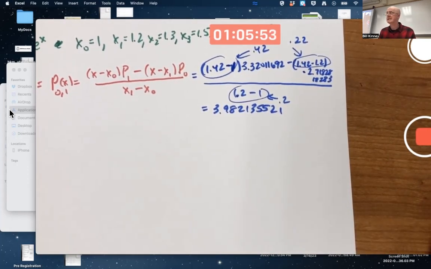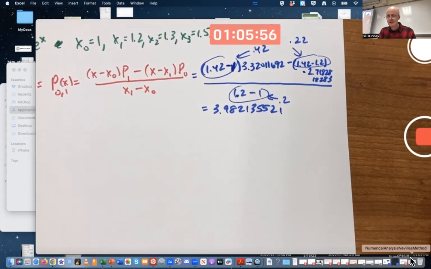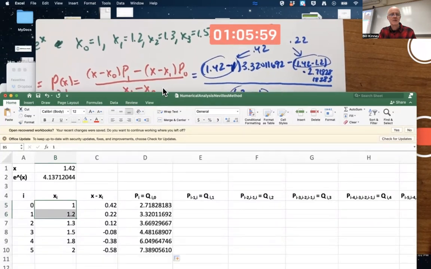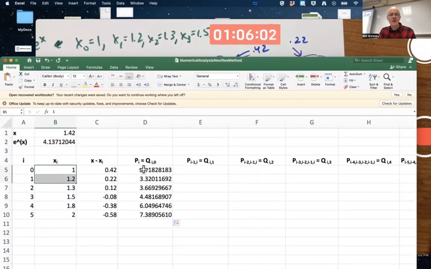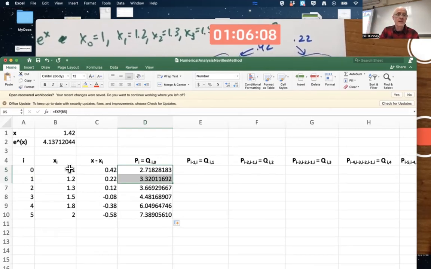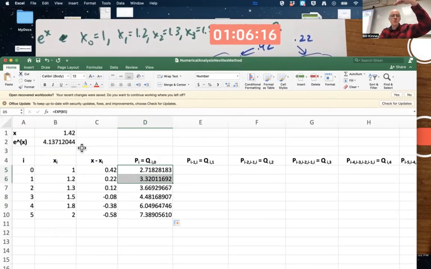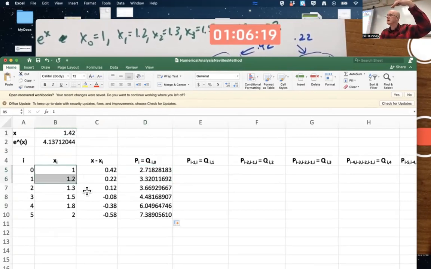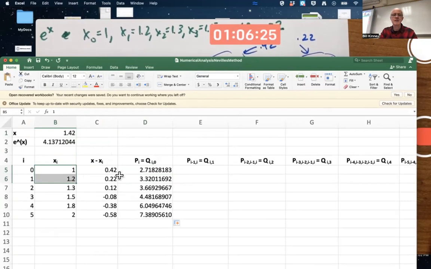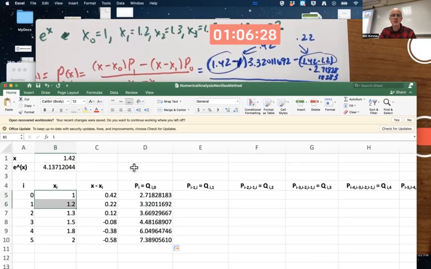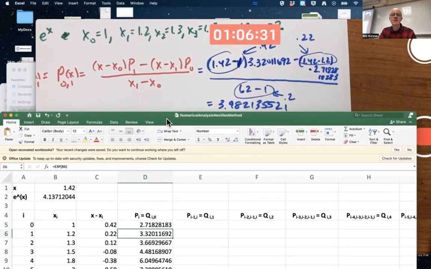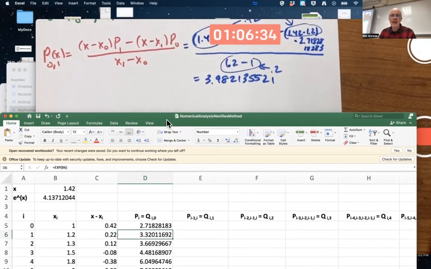Does that make sense? What are we doing? We are effectively finding the straight line between the nodes x0 and x1 and their function values to the right. We're effectively extrapolating here. We're taking a straight line, and because 1.42 is bigger than both 1 and 1.2, we're going to the right further than 1.2. We're taking that line and using it to approximate the function. So we should get a bigger number than 3.32. And we did.